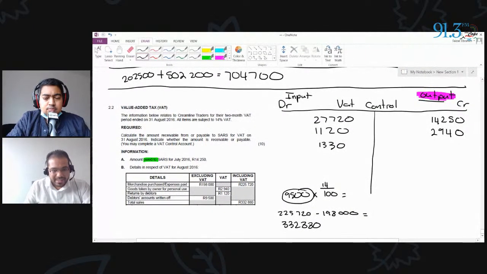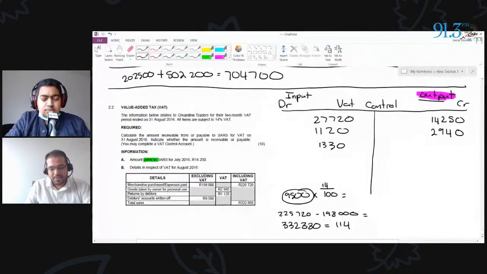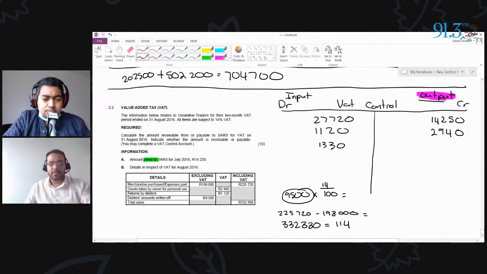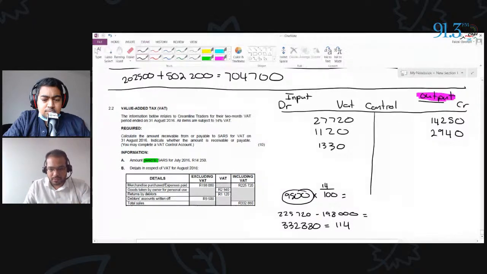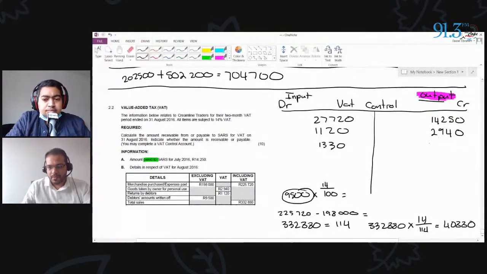So what I'll be doing now is I'll say 332,880. They give me an amount including VAT, which means an amount that's equal to 114%. Remember, I said 14% for the purpose of this exercise. So we want the 14 over the 114. We'll say 332,880 times 14 divided by 114 on our calculators, and we'll get 4880.